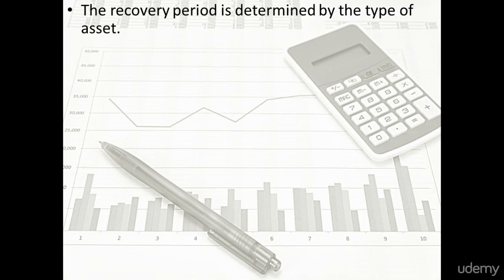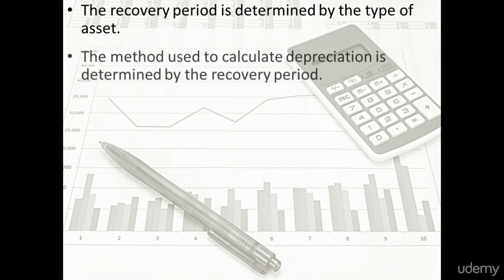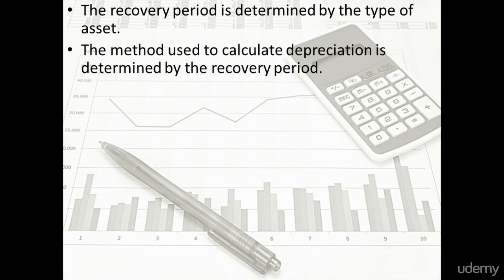For example, assets like automobiles and computers are likely to lose value and need replacement much faster than real estate. As a result, the differences in recovery periods are substantial. The method used to calculate depreciation is determined by the recovery period. For some of the shorter life assets, you are allowed to accelerate the method so that more write-offs take place at first and less later on, when the asset is worth much less.